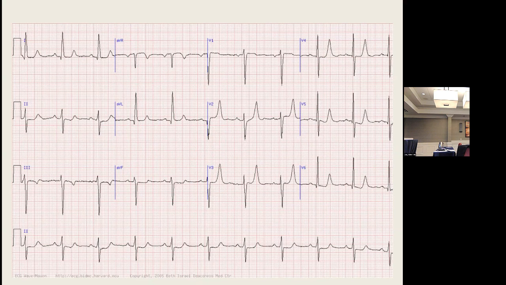I'm going to walk through these. We have 10 minutes, so I'm just going to walk through some findings and just highlight them for you, kind of a quick pictorial.